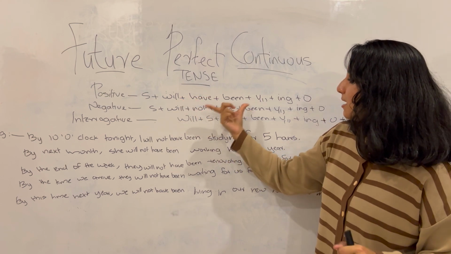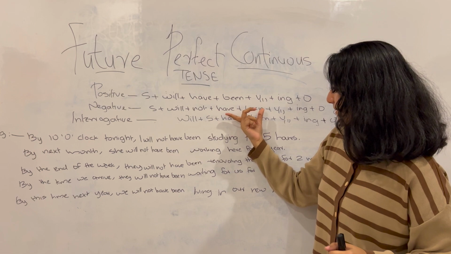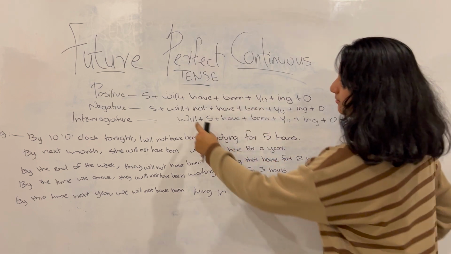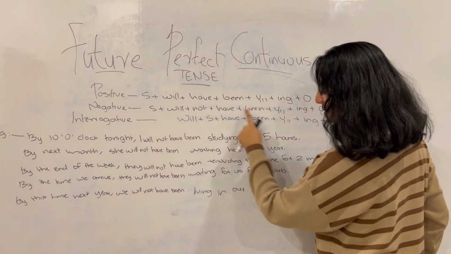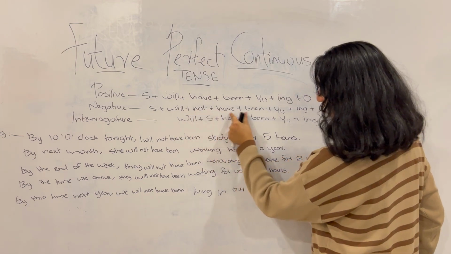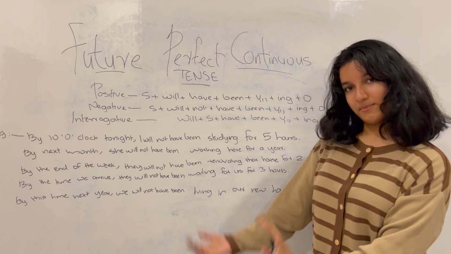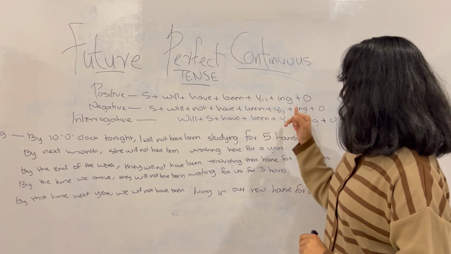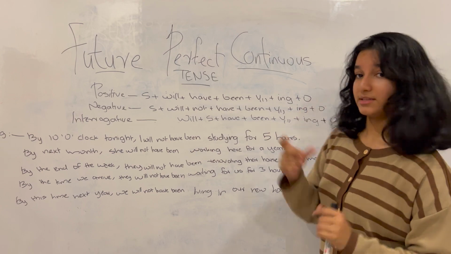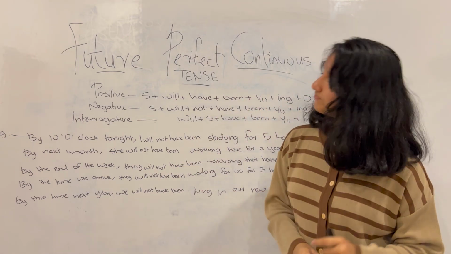It is will have been, but will not have been. So just keep that in mind. It's not will plus have plus not been. It's will plus not plus have been. Will not have been. Will not have been. Easy like that. Now, verb in the first form plus ing, of course, so that is the same.